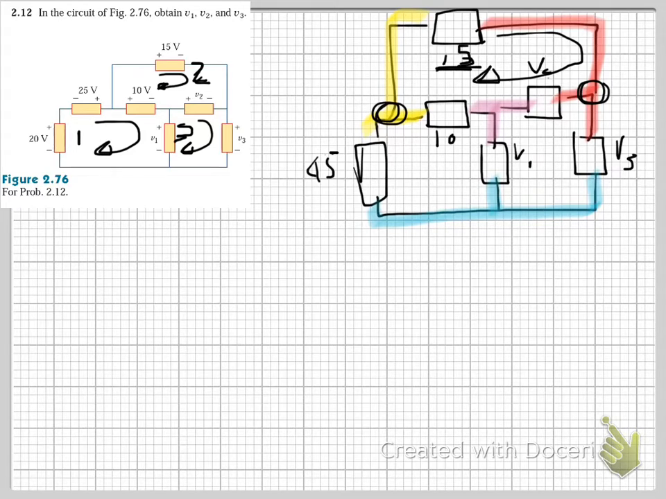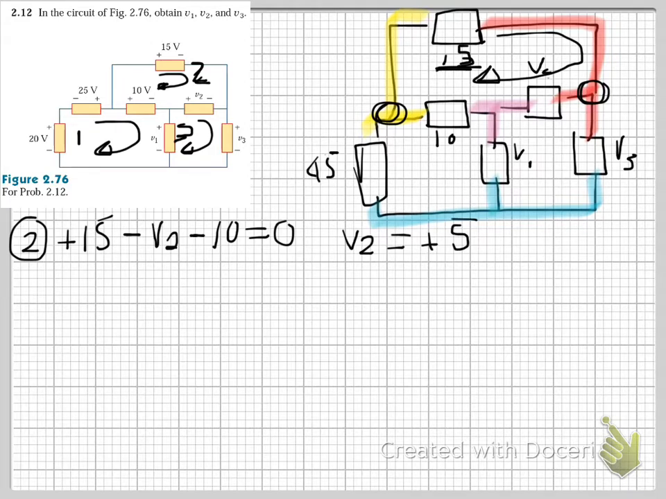So when we're looking at loop 2, we say that positive 15 minus V2 minus 10 is equal to 0 via KVL. This gives you a value for V2 is equal to positive 5, right?